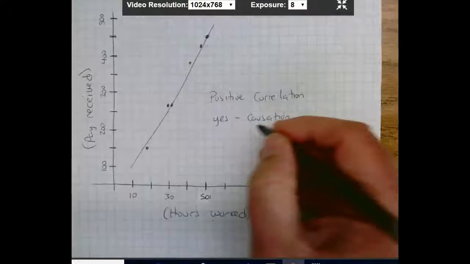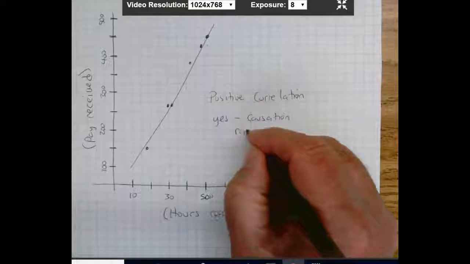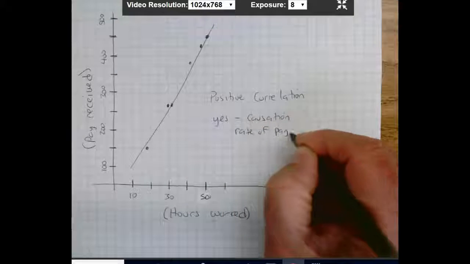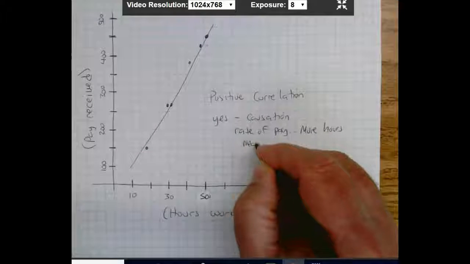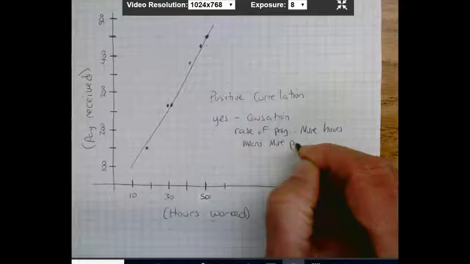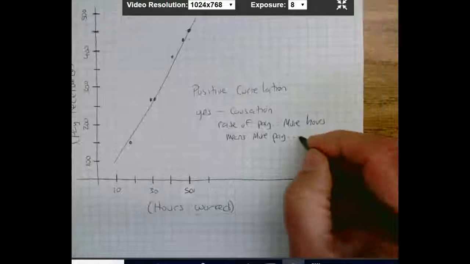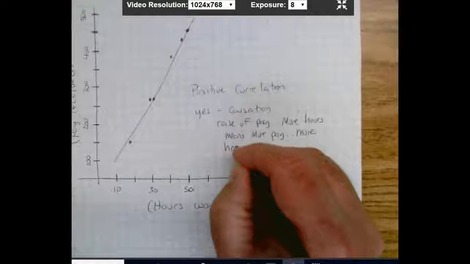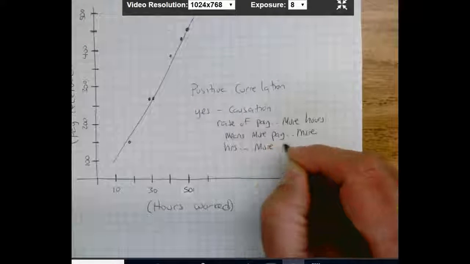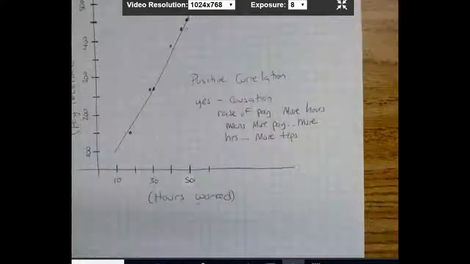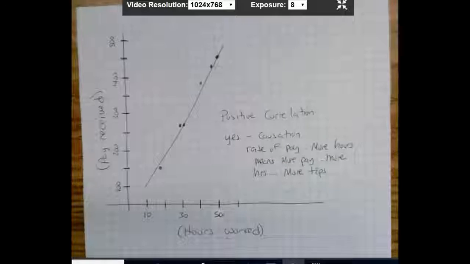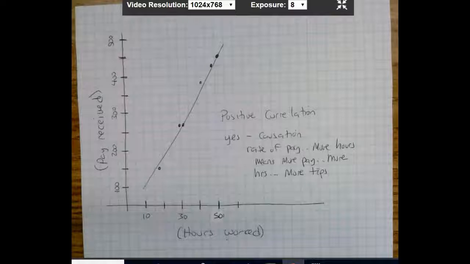And we could say it's based on its rate of pay, more hours means more pay. We could also say maybe more hours means more tips if you're like a waitress or a waiter or a bartender as well. So there most likely is some type of causation there. So there's the two examples. I hope that makes sense to you. This is lesson 4.5. You can ask me questions in class and we can go over any of these if you want to.